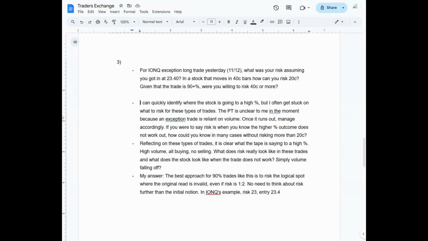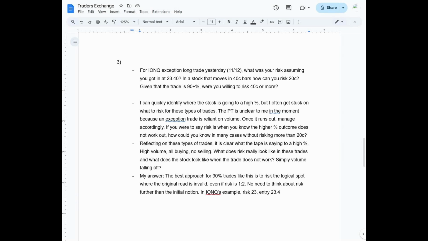If you were to say risk is when you know the higher percentage outcome does not work out, how could you know in many cases without risking more than 20 cents? Reflecting on these types of trades, it is clear what the tape is saying to a high percentage. High volume of buying, no selling. What does risk really look like in these trades? And what does the stock look like when the trade does? Jesus Christ, he's really got me confused in this one.